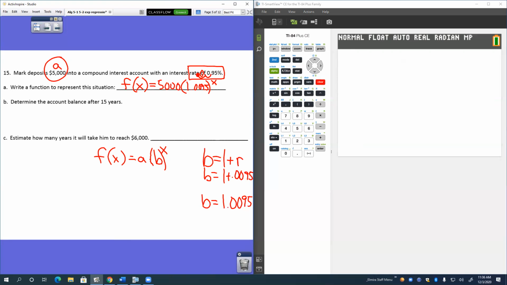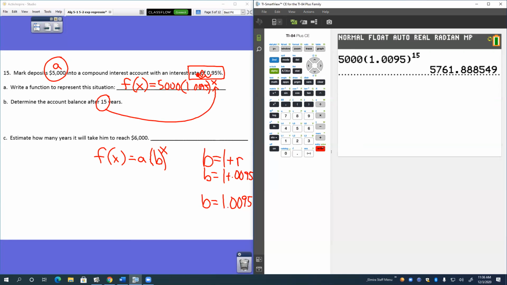So how much is in the account after 15 years? You have to take your 15 and sub it into our x. So 5,000 times 1.0095, close your parentheses, to the 15th power. When we do that, we get a number. We're talking about money, so we're going to round to the nearest penny. So I would put down $5,761.89 because we're talking about money.